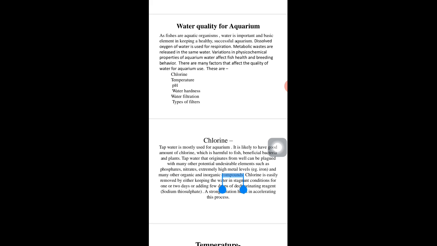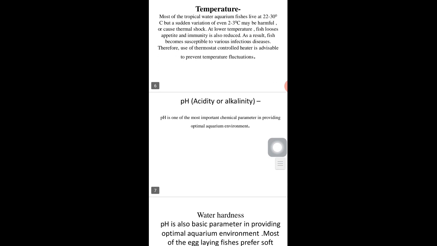Next is temperature. Most of the tropical aquarium fishes live at 22 to 30 degrees centigrade, but a sudden variation of even 2 to 3 degrees centigrade may be harmful or cause thermal shock. At lower temperature, fish loses appetite and immunity is also reduced. As a result, fish become susceptible to various infectious diseases. Therefore, use of thermostat controlled heater is advisable to prevent temperature fluctuations.